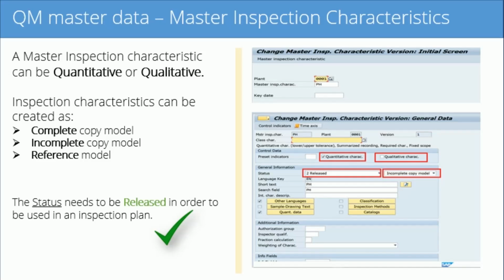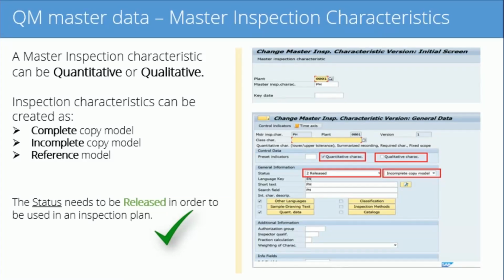Whereas a qualitative MIC can be the color of corn, for example, golden color, pale yellow or yellow. There is no value in terms of a number associated with it. Hence, it is termed as a qualitative characteristic. Inspection characteristics can be created as a complete copy model or an incomplete copy model or a reference model.